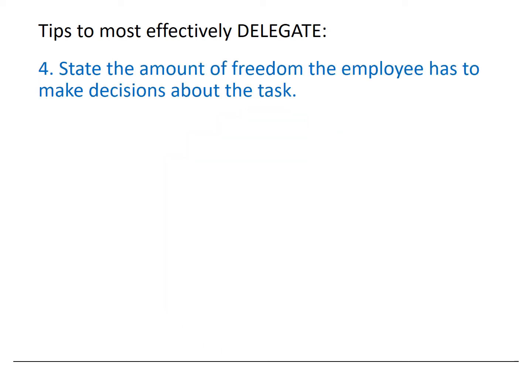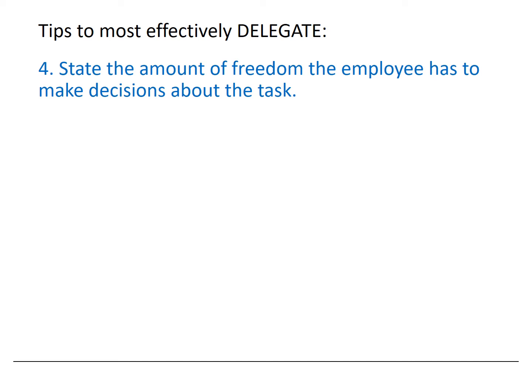Tip number 4 is to explain to the employee the amount of freedom they have to make their own decisions about the task. This is important for a couple of reasons. First, you want to retain control over the aspects of the task that are not negotiable. Second, you truly want to give the employee some control over their own work so they will be bought into the task to the greatest degree possible.